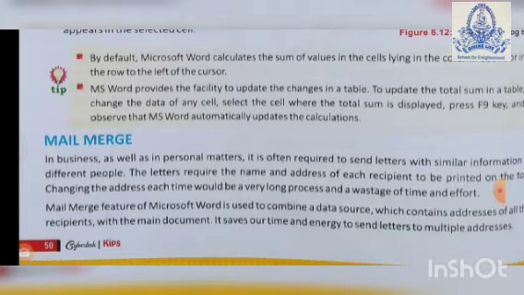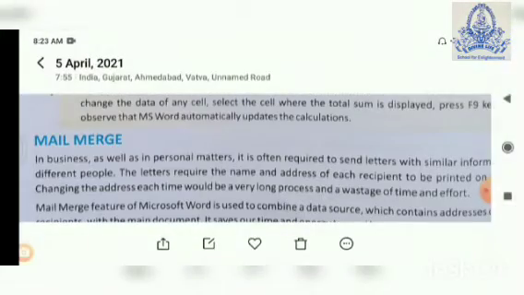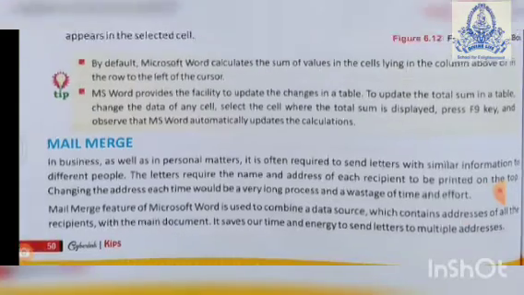Means what? Suppose whenever we are sending mail to the receiver, at that time we write in the CC those other, secondary persons we also want to send to. All the addresses we can copy and paste with the main document. It saves our time and energy to send letters to multiple addresses. Means multiple address जाने के लिए ये time save होगा. Clear?